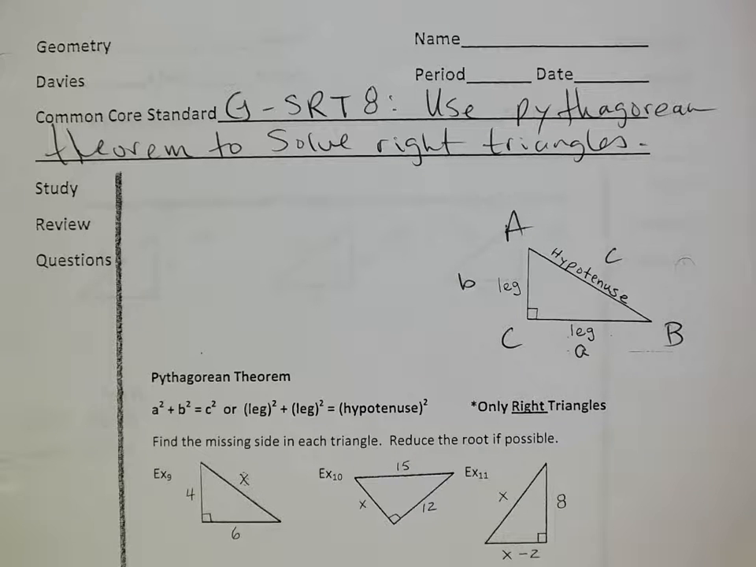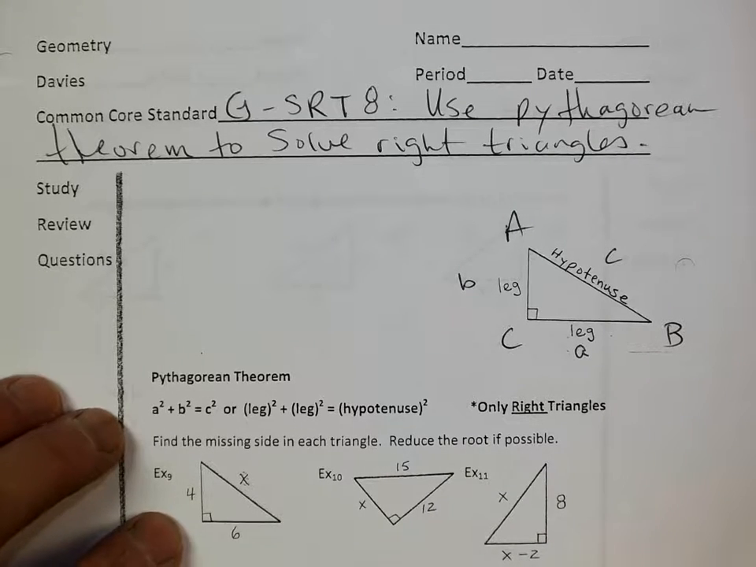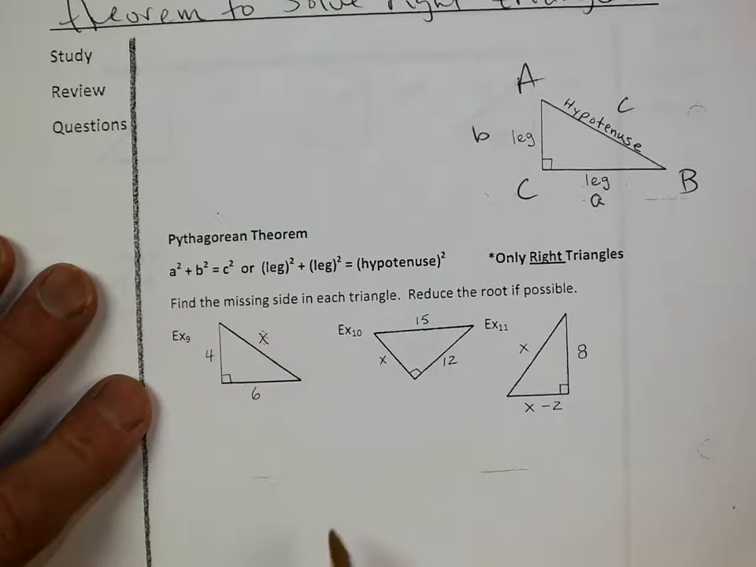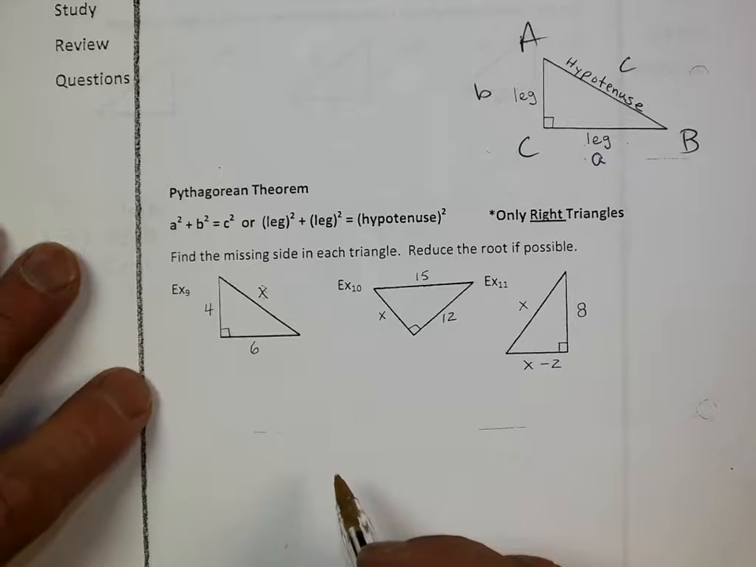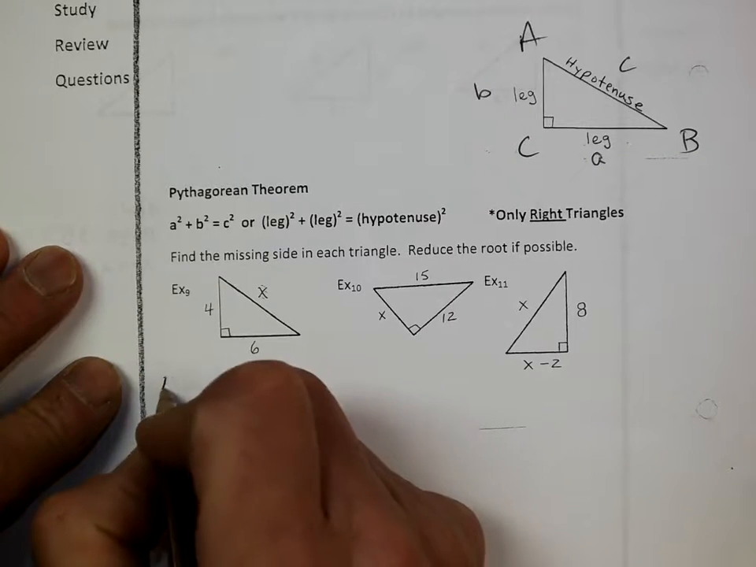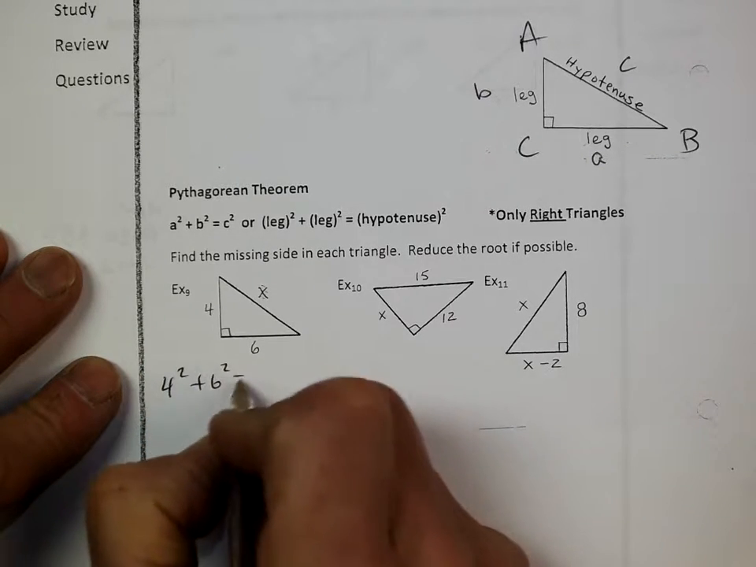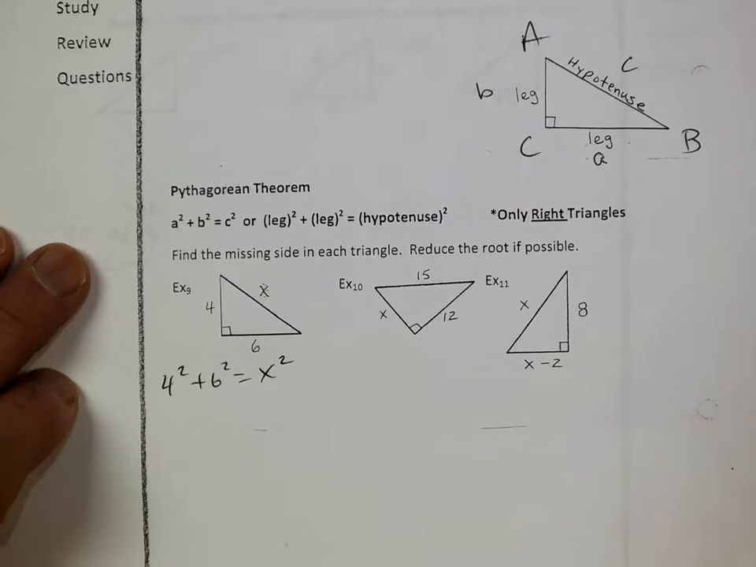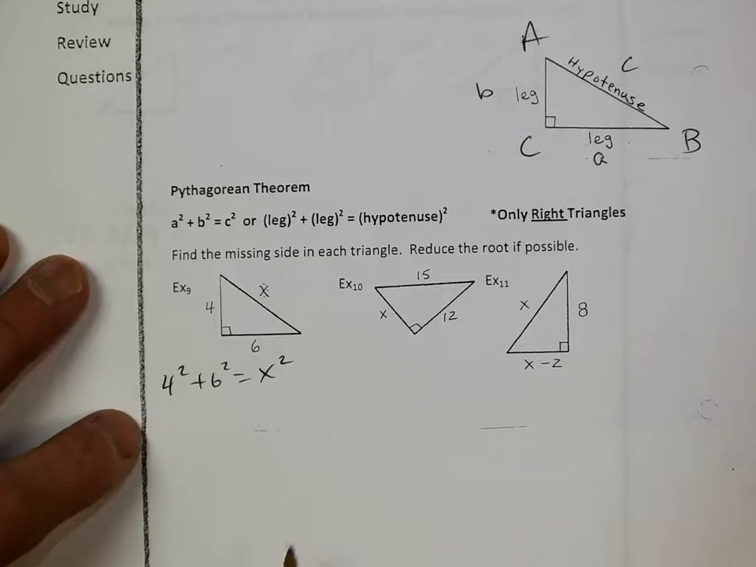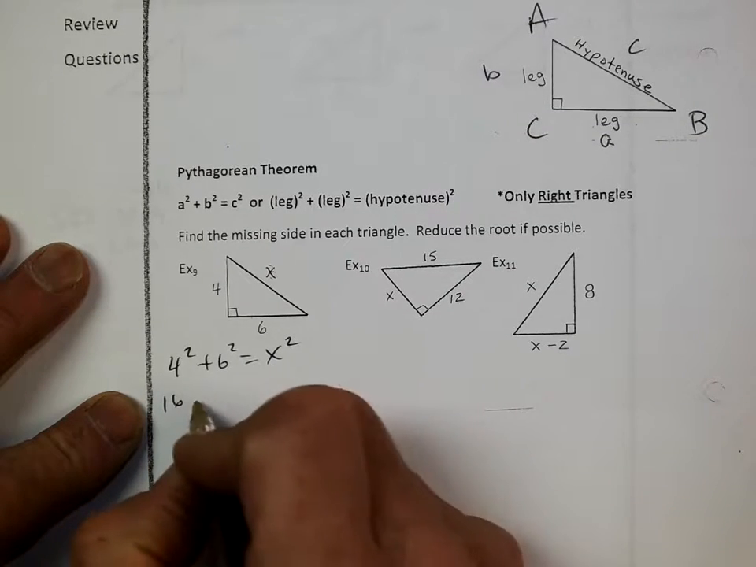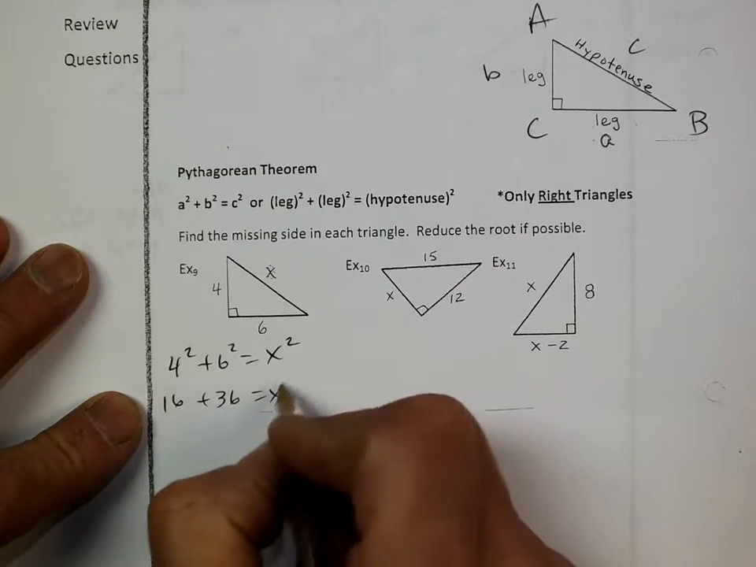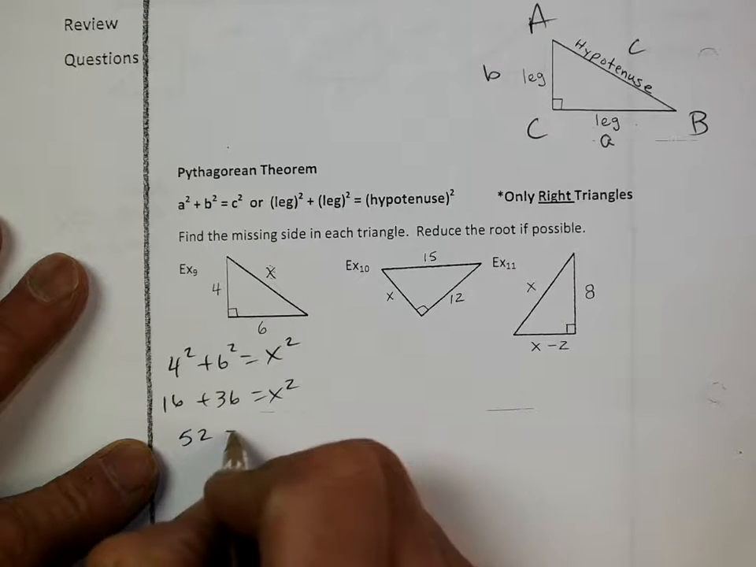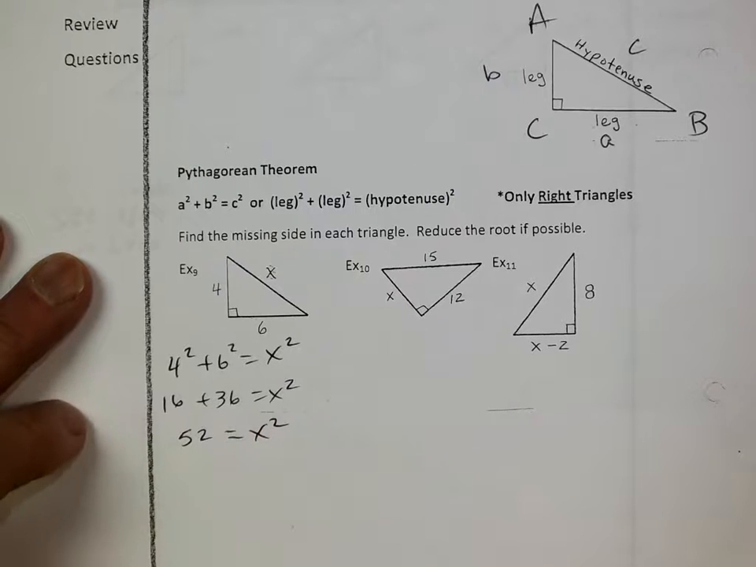You'll see that, okay? So in example 4, pretty easy. We know that, hopefully we know it. And it does say reduce the root if possible. So we're going to do a little bit of square root stuff. So right off the bat, 4 squared plus 6 squared equals x squared. Do you guys agree with that? I mean, we've done Pythagoras theorem a whole lot. So the first couple should be pretty easy. 16 plus 36 equals x squared. 52 equals x squared.